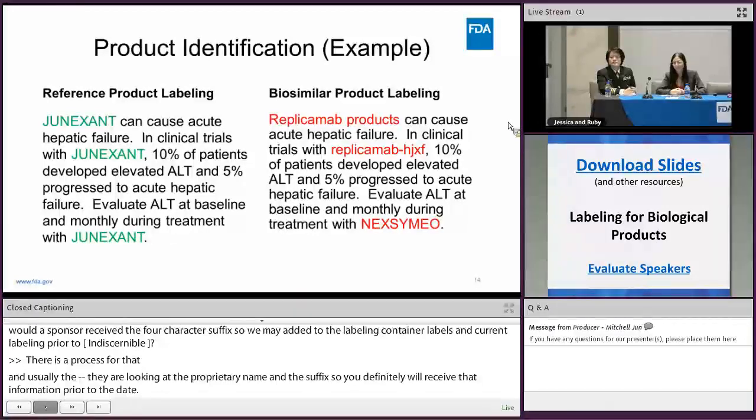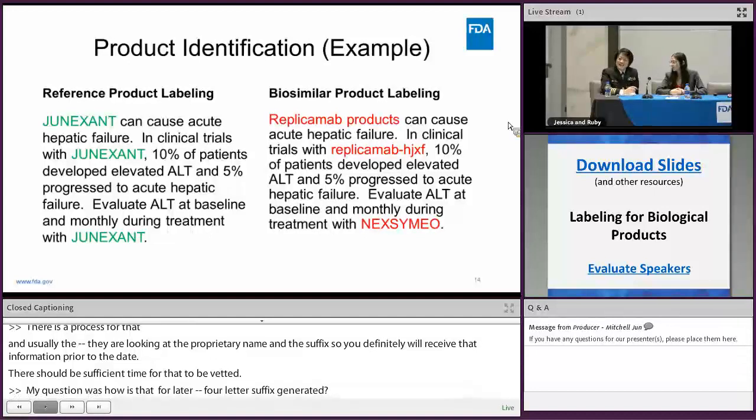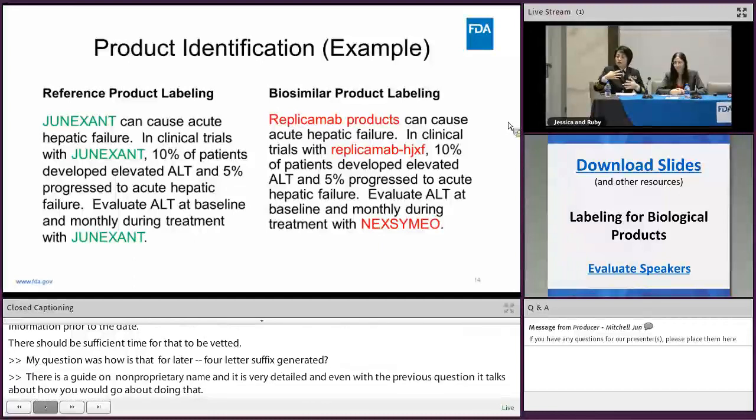Okay, microphone number 2, please. Yeah, my question was, how is that 4-letter suffix generated? Is it like a random number generator, or how is it put together? Mm-hmm. Okay, the guidance on non-proprietary name is very detailed. Even with the previous question, it talks about how you would go about doing that. You can definitely propose, or the agency can come up with that determination. There are different approaches to the suffix, and there are criteria, such as that it has to be meaningless. That guidance will have a lot more detailed information about how to go about that.